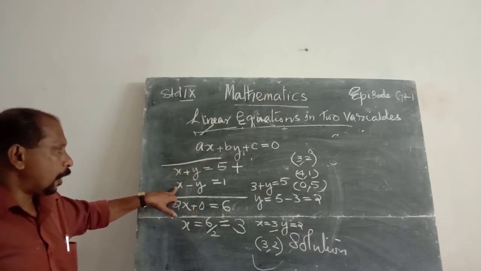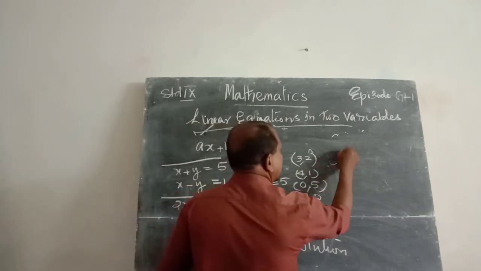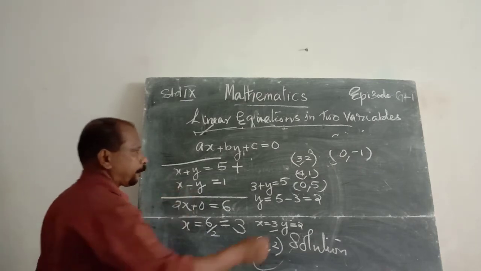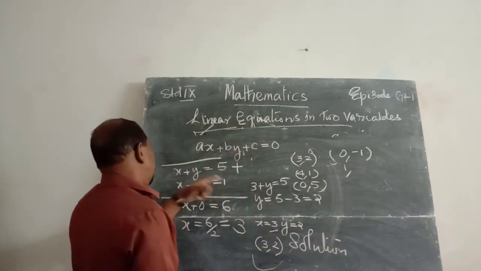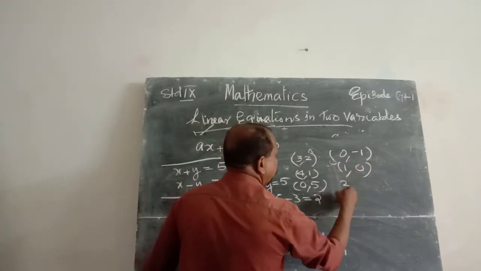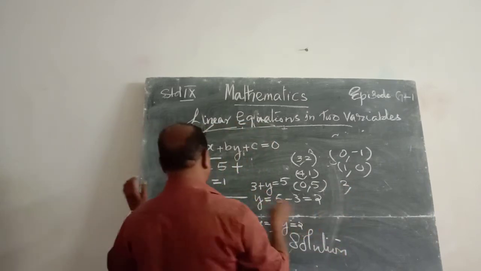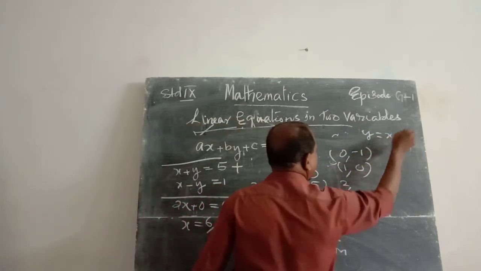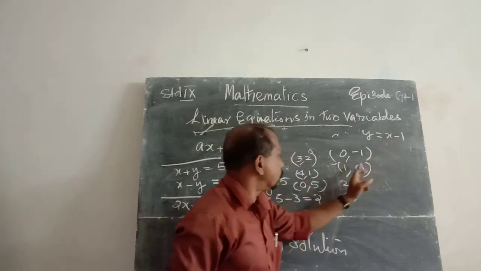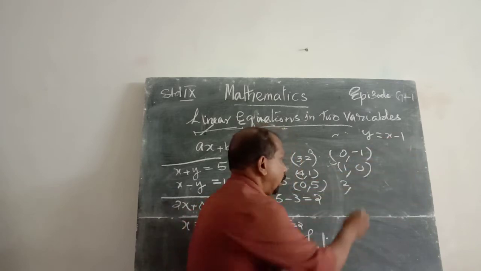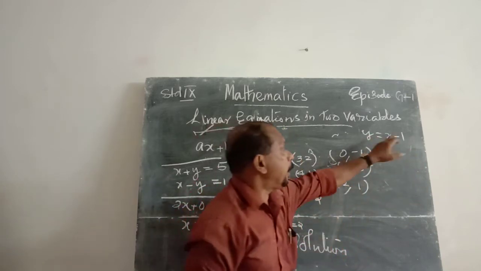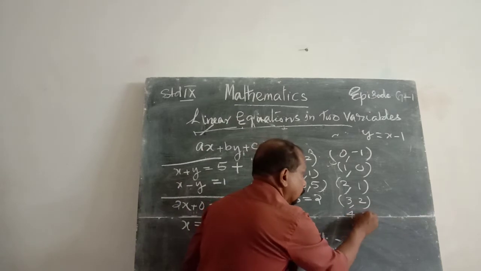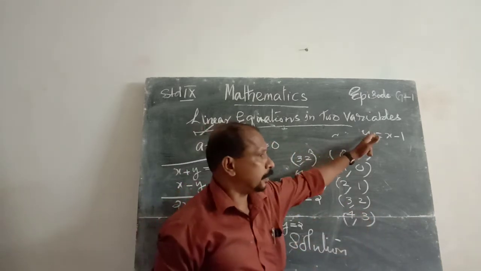Similarly, for the second equation, x is 0, y is minus 1, so 0, minus 1. x is 1, what is y? 0. 1 minus 1 is 0. x is 2, what is y? y is equal to x minus 1. x is 4, y is equal to 3. That means there are several solutions of this linear equation.